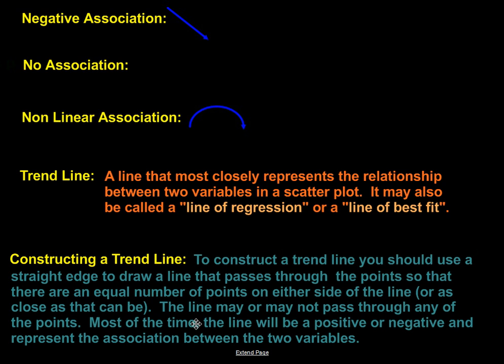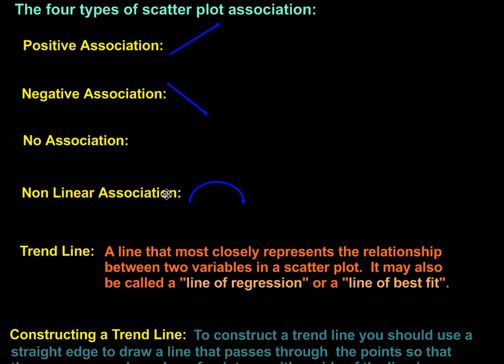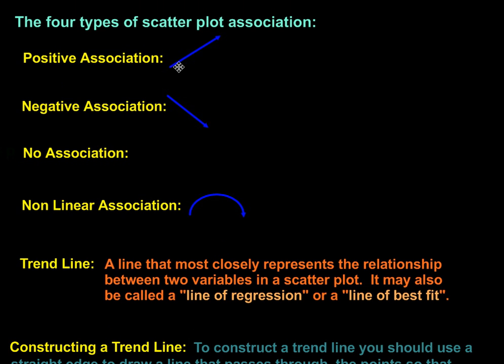Most of the time, the line will be positive or negative and represent the association between the two variables. So as you draw that line, you're not going to be drawing a nonlinear association. Your trend lines are going to be representing either a positive association, where they are moving in that upward direction, or a negative association, where they're moving in that downward direction. And if these two associations don't exist, then you wouldn't be drawing any trend line.